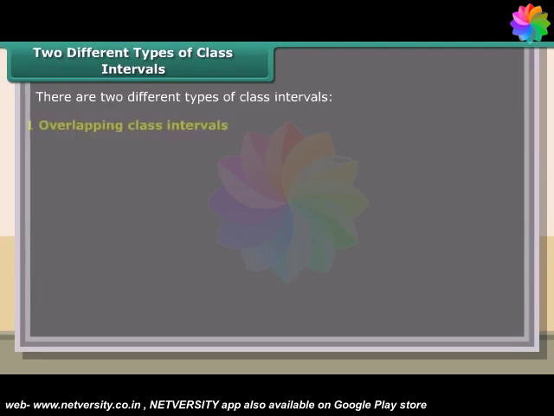Two different types of class intervals. There are two different types of class intervals: 1. Overlapping class intervals. 2. Non-overlapping class intervals.